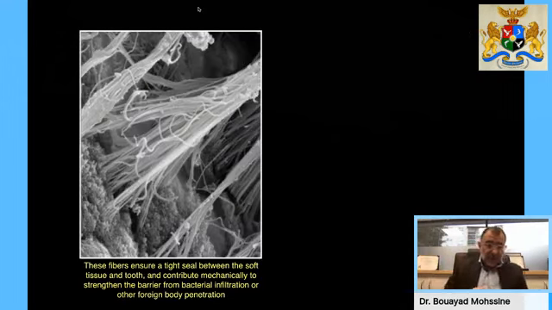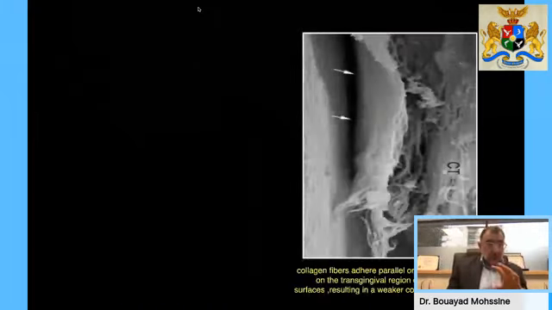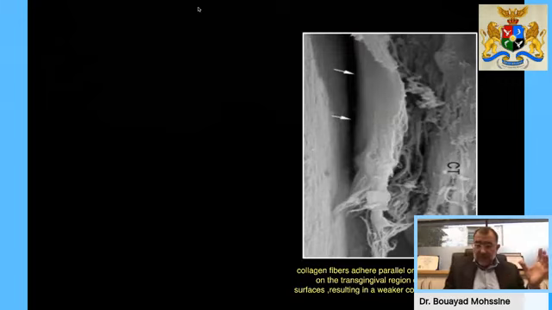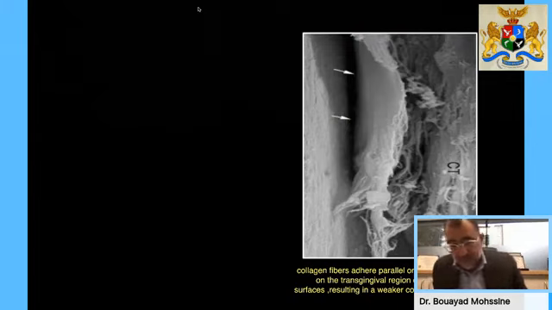In natural teeth, the fibers ensure a tight seal between the soft tissue and tooth and contribute mechanically to strengthening the barrier from bacterial infiltration or other foreign body penetration. And on the implant surface, the collagen fibers adhere parallel and circumferentially on the transgingival region of abutment surfaces, resulting in a weaker connective interface.